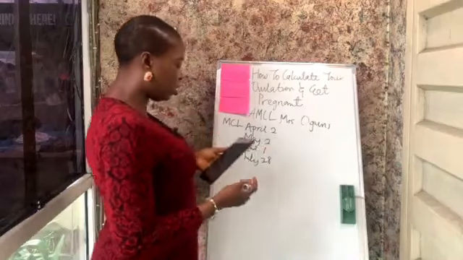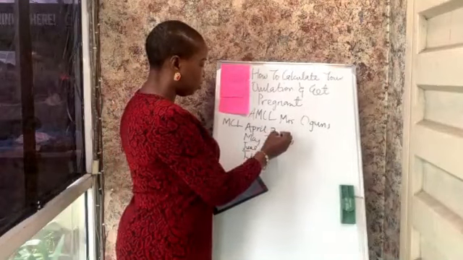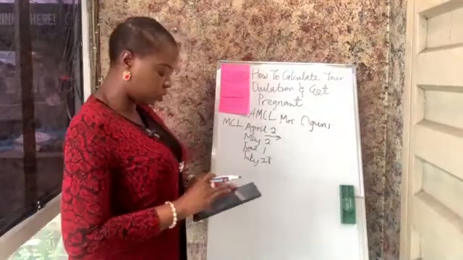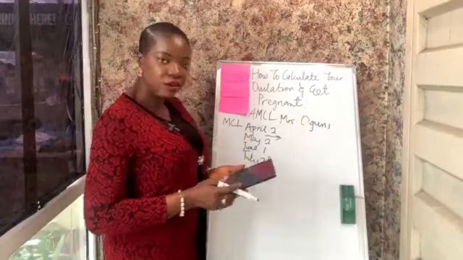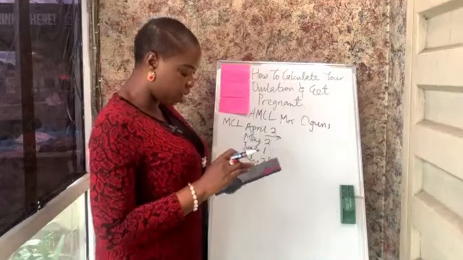So firstly, we're going to go to our calendar, right? And we're going to look at the length between these 2 months. So we go to April 2nd to May 2nd, right?